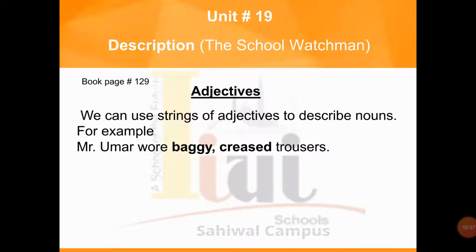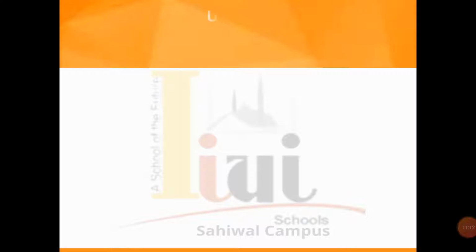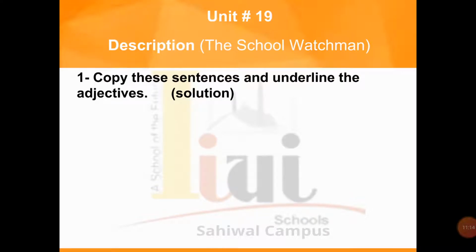To make sentences more interesting, you can add adjectives along with adverbs, and you can also add adjectival phrases. For example, in this sentence baggy and creased are adjectives and trousers is a noun. Exercise 1: copy these sentences and underline the adjective. You can do this exercise in your student's book. You don't have to prepare your classwork page for this exercise, because you only have to underline the adjectives, so you can do this in your book.